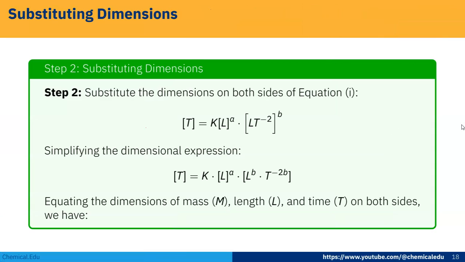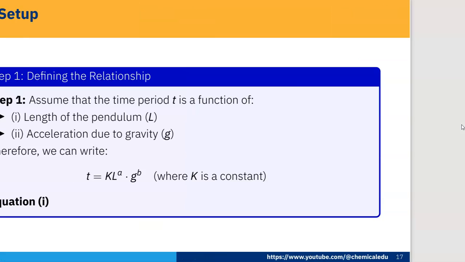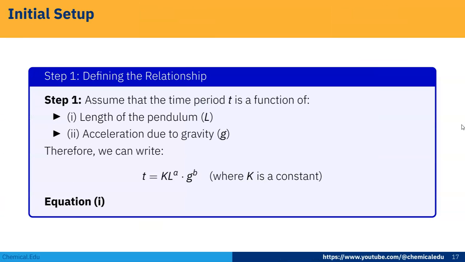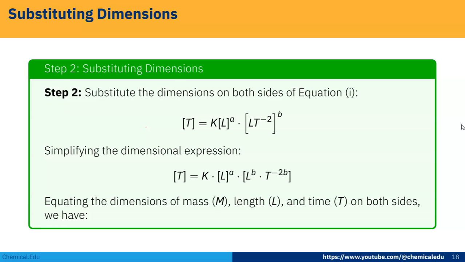Now step number 2, substituting dimensions. So substitute the dimensions on both sides of equation 1. The dimension of T is capital T, the dimension of L, that is length, is L, so that is L to the power a, and the dimension of g, that is L T to the power minus 2, to the power b. So simplify the dimensional expression so that T is equal to k L to the power a and here L to the power b, T to the power minus 2b.